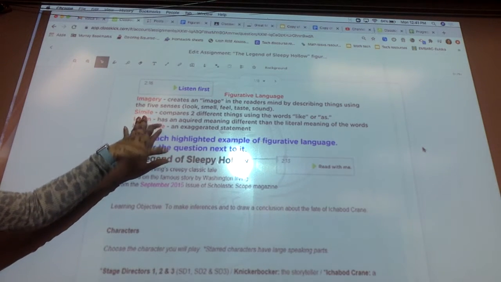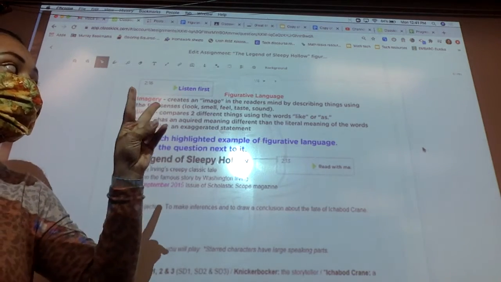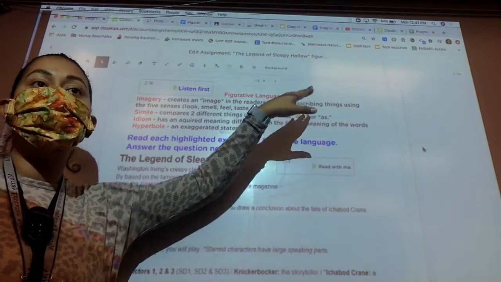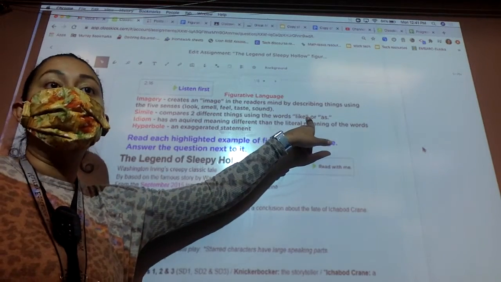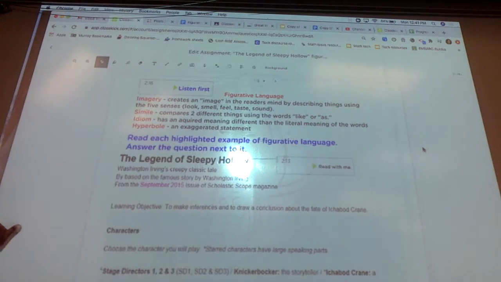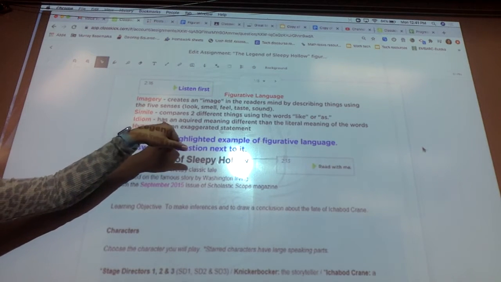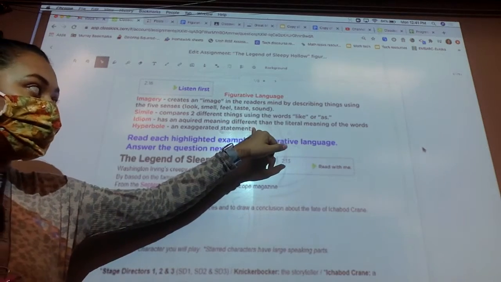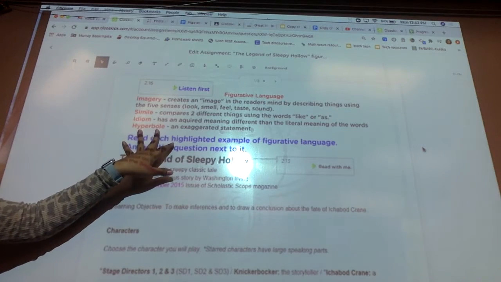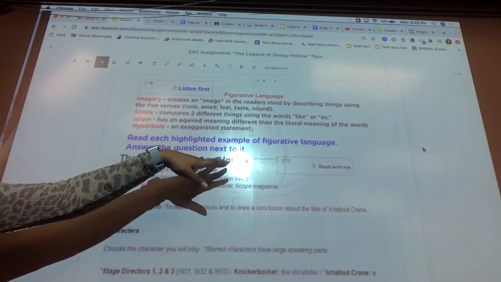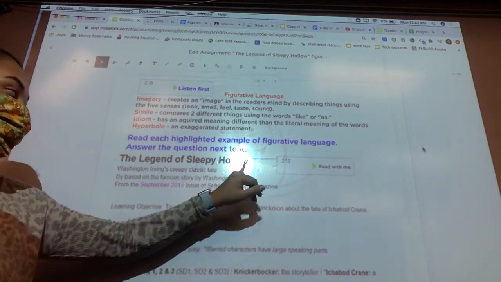Simile. Simile is another part of figurative language. It compares two different things using the words like or as. So if a sentence has either of these words, then it is a simile. Okay, Sophie, mask up. Mohamed, mask up, please. Thank you. Okay, idiom has an acquired meaning different than the literal meaning of the words. Hyperbole, an exaggerated statement. Okay, so read each highlighted example of figurative language, answer the question next to it.